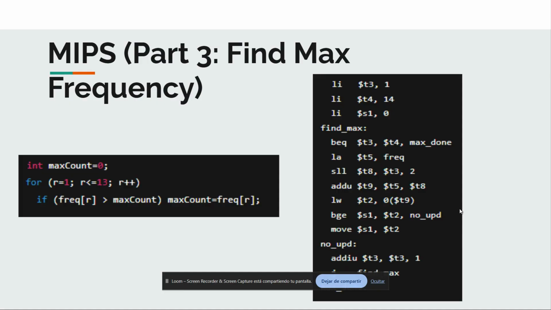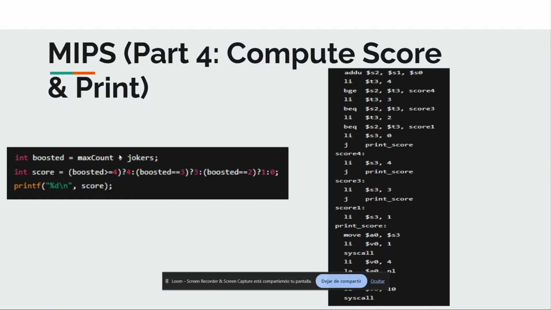After max is done, we go to the max done function. And we use the variable boosted, which is the max count, the number of elements of frequency which got the highest value, and then we sum up with the Joker. What happens if, for example, we have 4 of a kind and then we have 1 Joker? The boosted score will be 5, but then we have our own if condition that if boosted is more or equal to 4, it's still 4. And so it's pretty much the same. We still get a score of 4 if we have 4 of a kind plus a Joker.